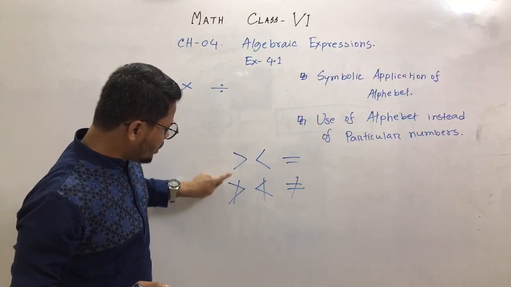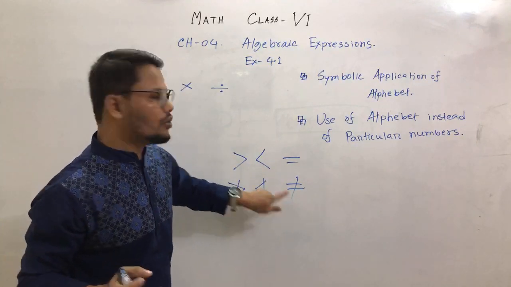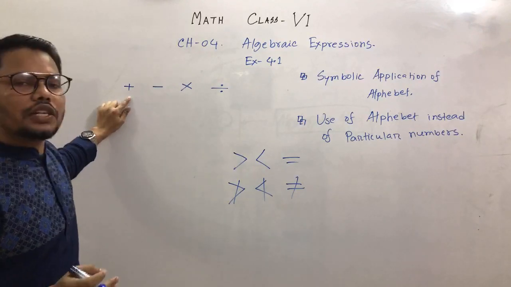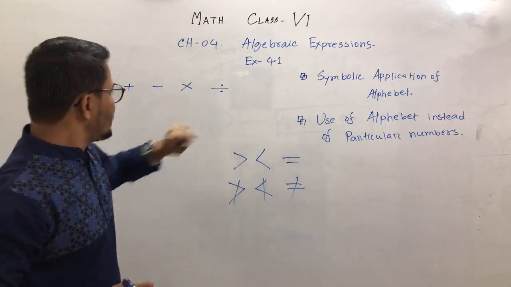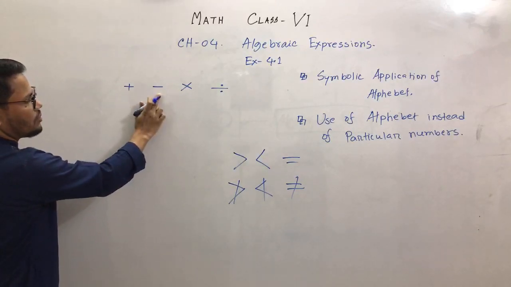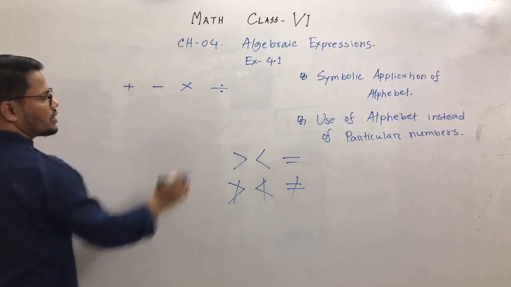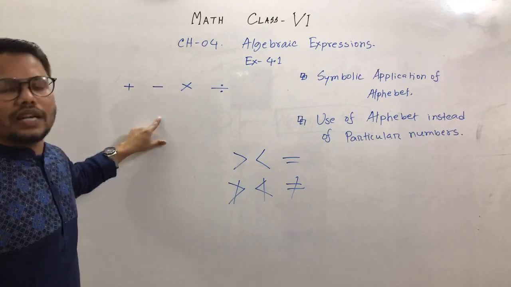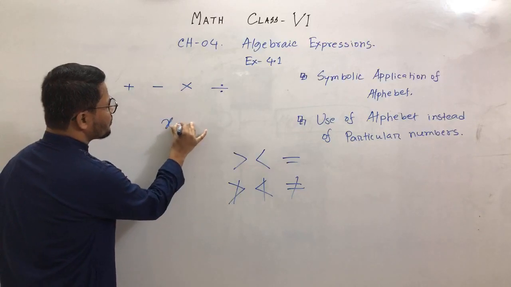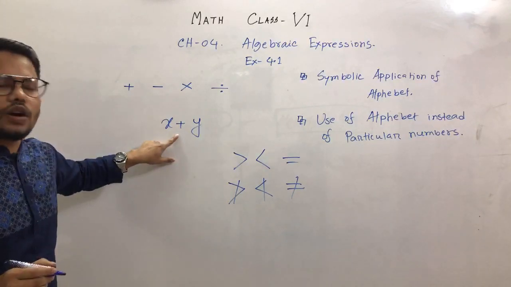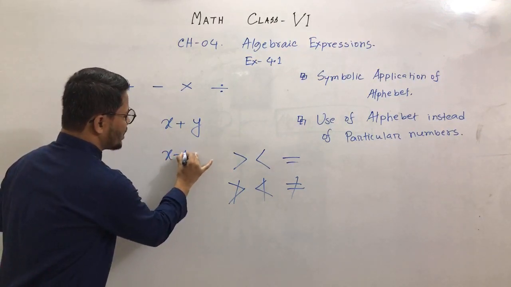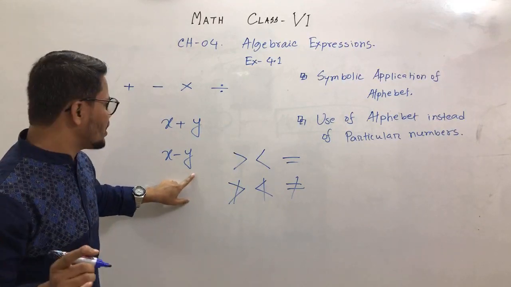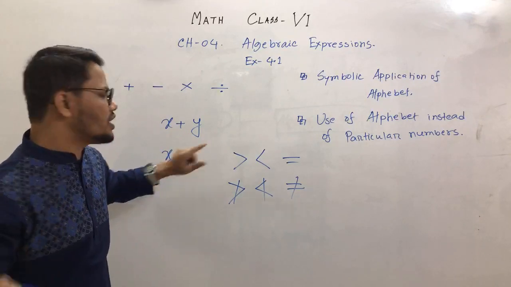So there are 1, 2, 3, 4, 5, 6 relation symbols, and there are 4 operation symbols. In the 4 operation symbols, in arithmetic we say addition and subtraction, but in algebra we say this one is plus, this one is minus, this one is multiplication or dot, and this is divide or division. So by using these, like x plus y, or we can write x minus y. So x minus y is an algebraic expression. x plus y is also an algebraic expression.